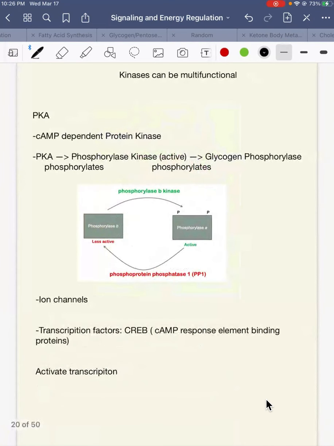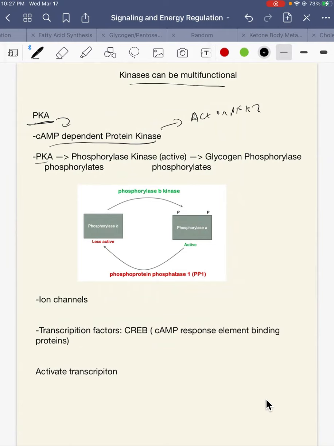Okay, so let's talk about what PKA can do. Kinases are usually multifunctional. They can have different effects. So one thing PKA can act on is cyclic AMP dependent protein kinase. This eventually will act on PFK2, which we'll talk about in a later slide more specifically.